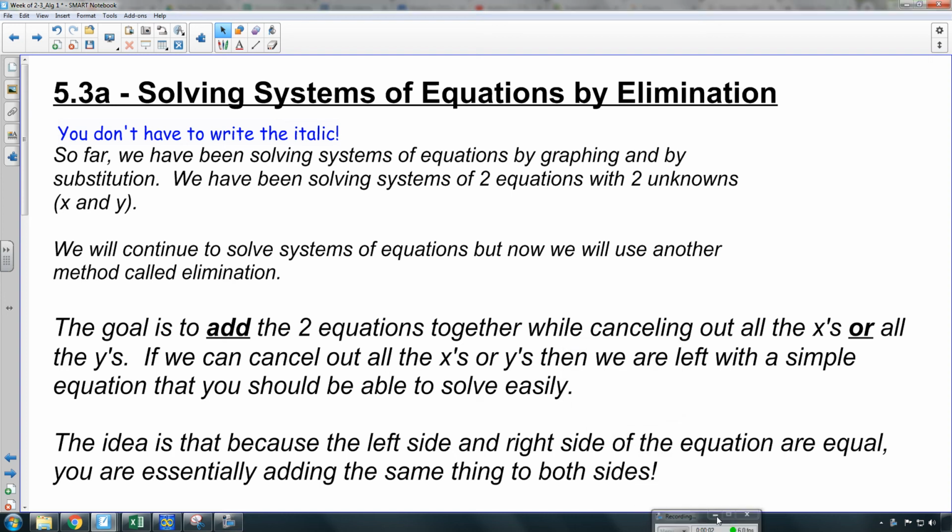Okay, we are working on 5.3a. A shout out to my G Block class. We are recording here live at Millbury High School. And today we're talking about solving systems of equations by elimination.